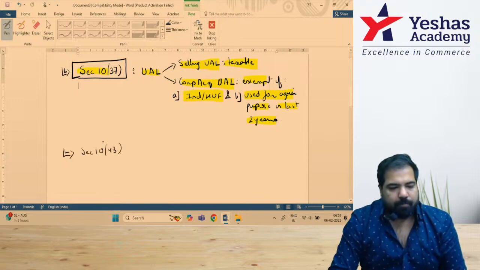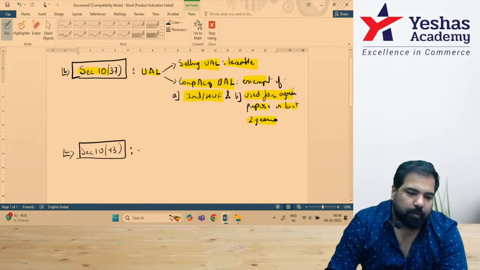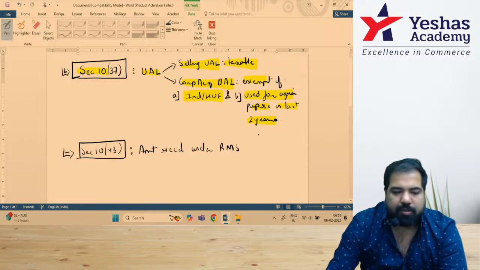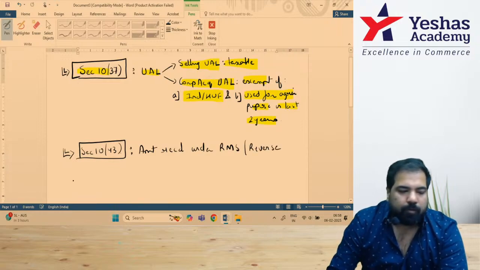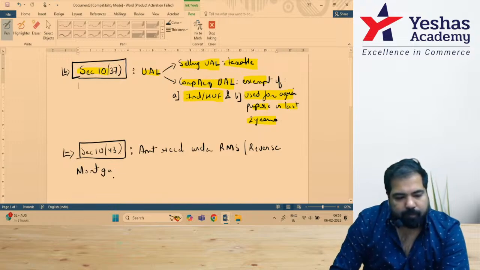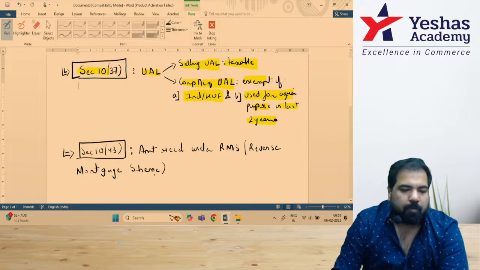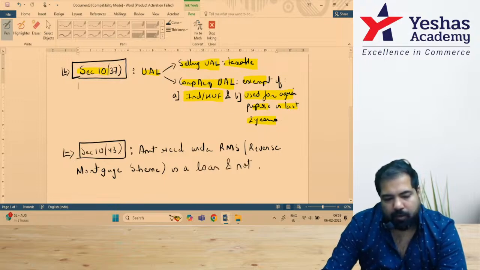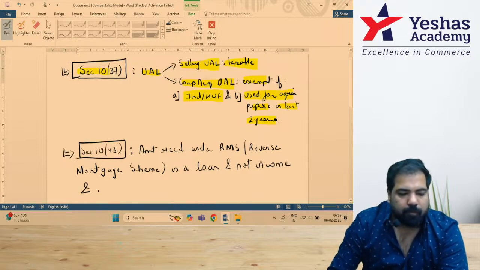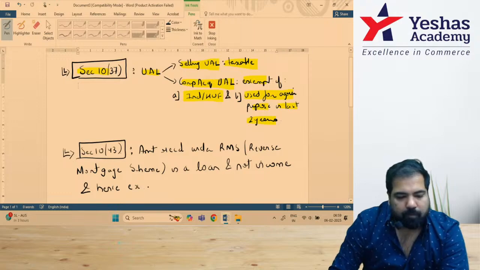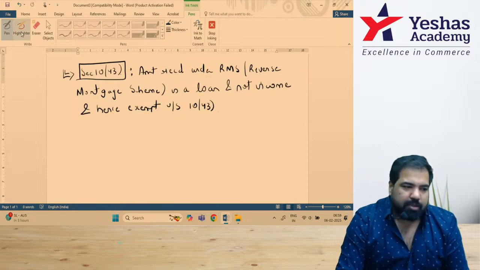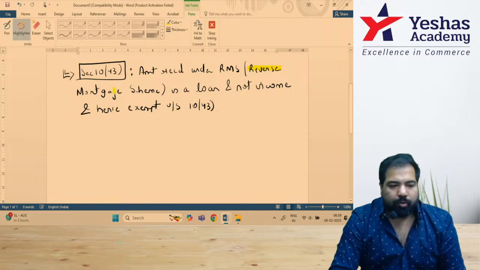Section 1043. Amount received under reverse mortgage scheme. It's a loan. Practically, guys, I don't know any friend, any cousin, any relative, or any client who's ever done an RMS. Because in India, we like to give our properties to our children, don't like to give it to a bank.